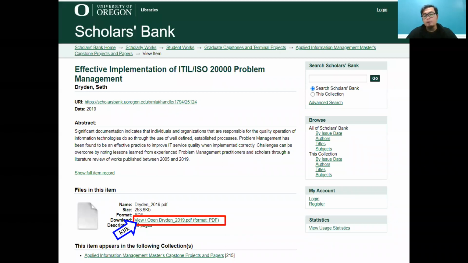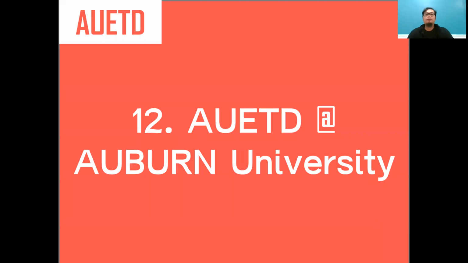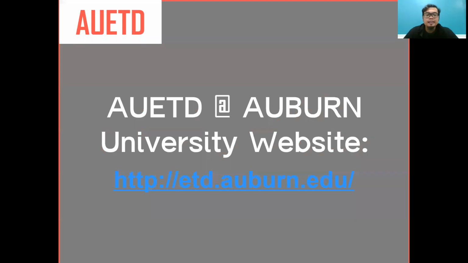So I also have the link to access. And then I get the full text from University of Oregon. And then the last one is from the AUETD, AU meaning Auburn University. ETD stands for Electronic Theses and Dissertations. So this is a link, etd.auburn.edu.